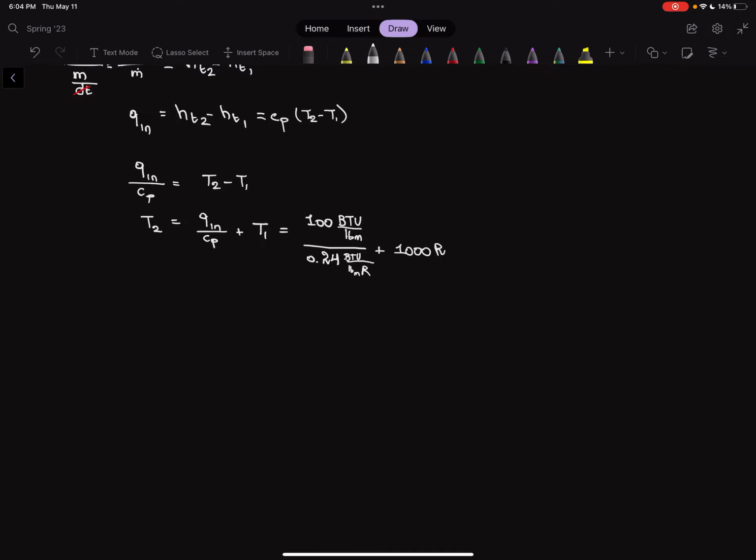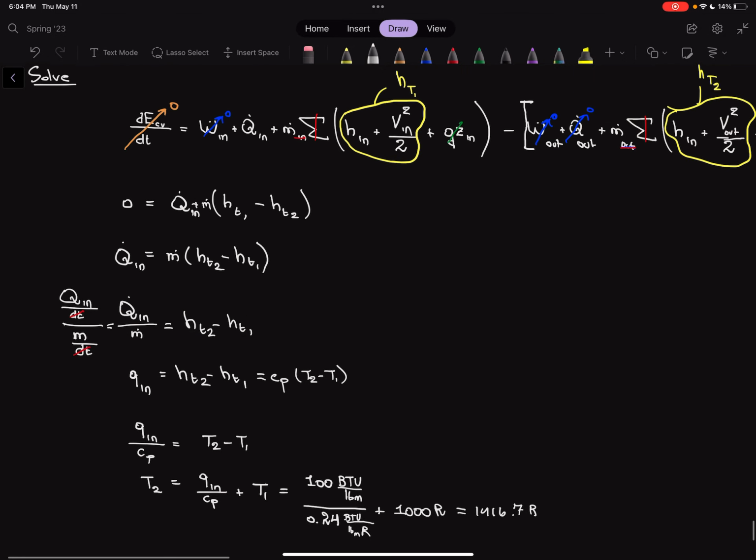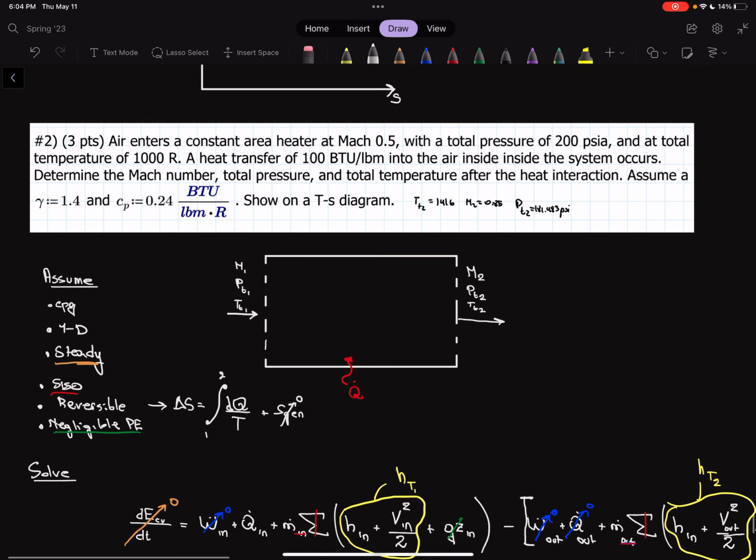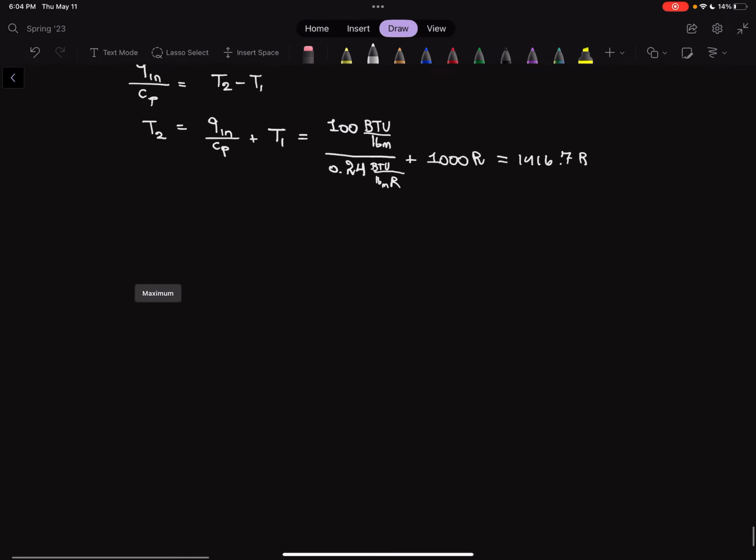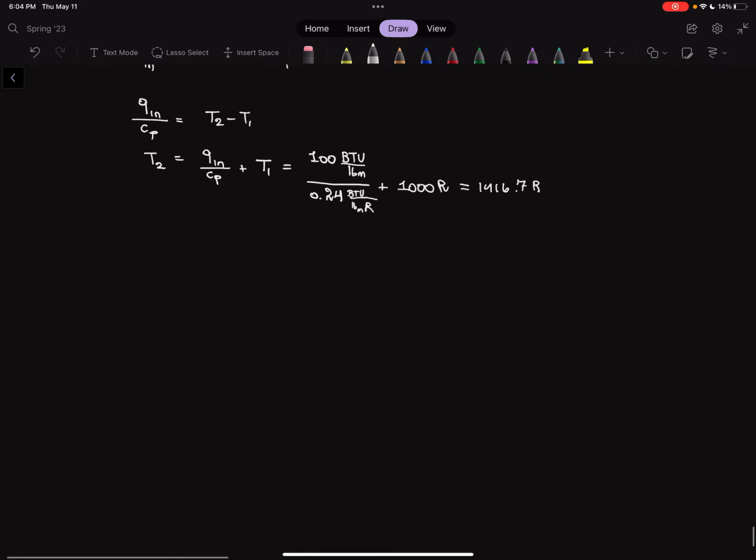Now we do 100 divided by 0.24, and now we add 1,000. And what we get is 1,416.7 Rankine. I wonder if that's what we were supposed to get. Yes. And we can do the same for the total.